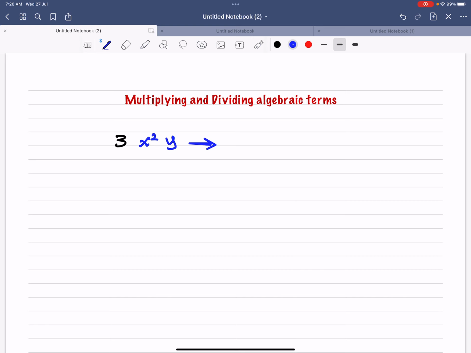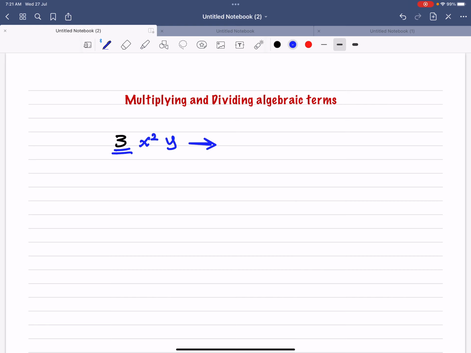3 هنا يا جماعة ده اسمه coefficient. 3 هنا أو numbers اللي هو which is beside the variable is called coefficient. الرقم ده بنسميه coefficient. x power 2y ده بنسميه variable. والpower 2 الصغيرة اللي فوق دي أو ال 2 دي بنسميها exponent or بنسميها power or indices. تمام. طيب let's go a little bit further about this.